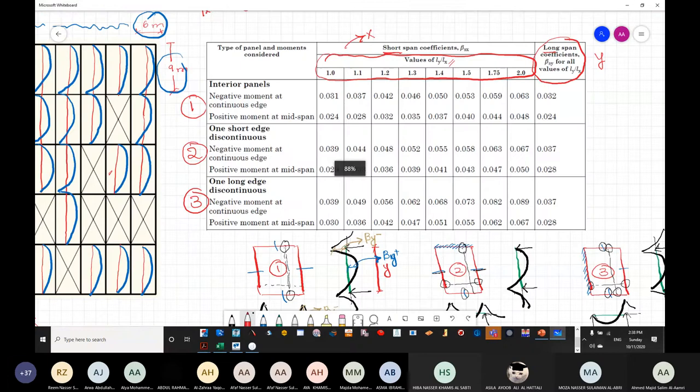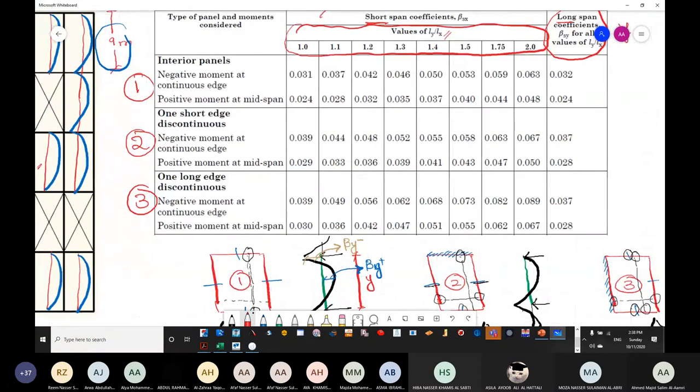Returning back here. So we said for 1.5, we have two values for case number 1. One value is 0.053, and the other value is 0.04. It says here that 0.053 is the negative moment, and 0.04 is the positive moment. Now 0.053 and 0.04 are representing x, right?